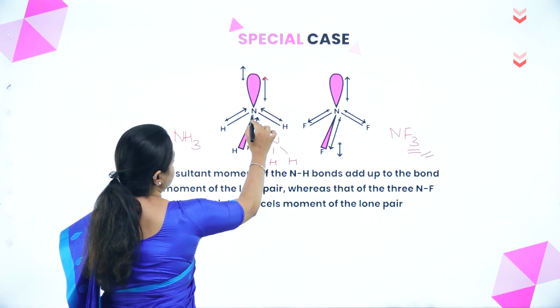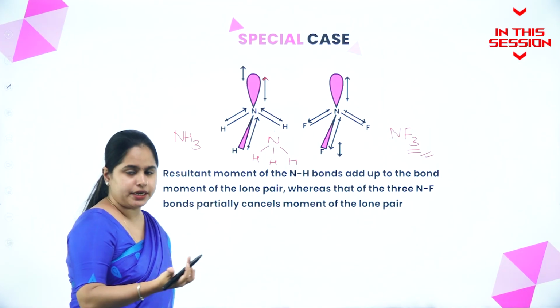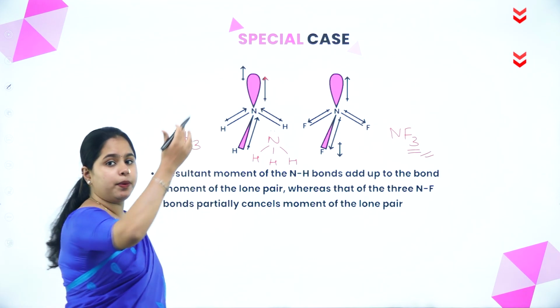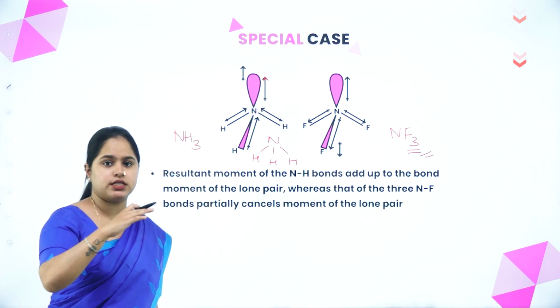From each of the hydrogen atoms, it is towards the nitrogen because nitrogen is more electronegative, and in lone pair is present, which means the direction will be towards the lone pair.